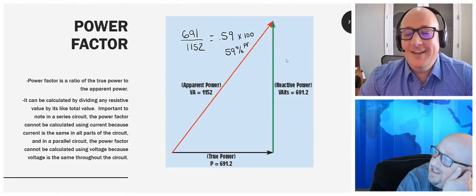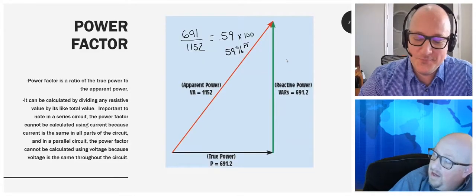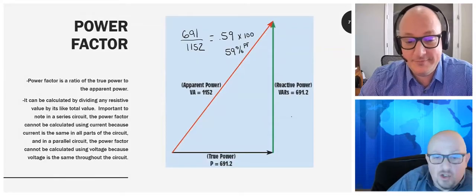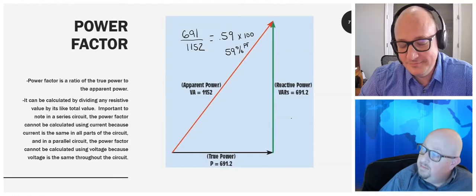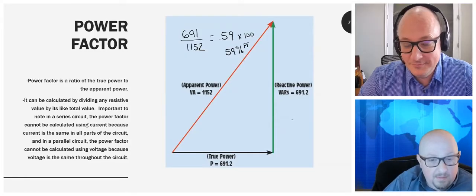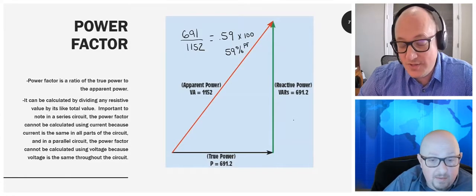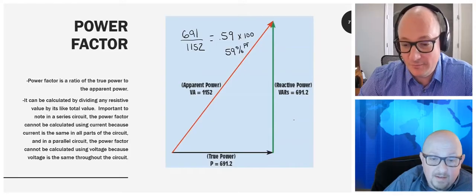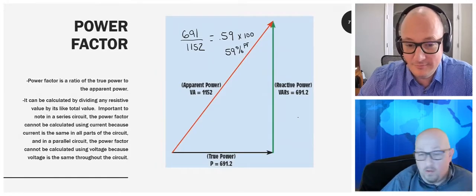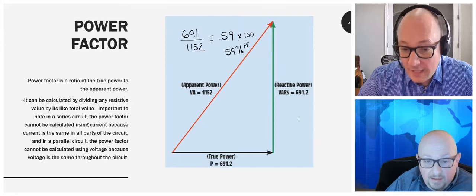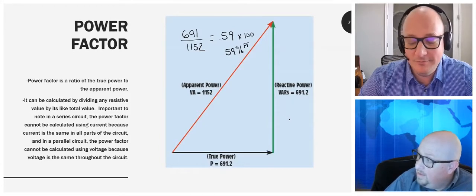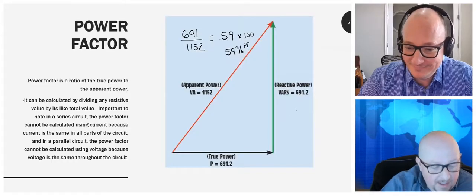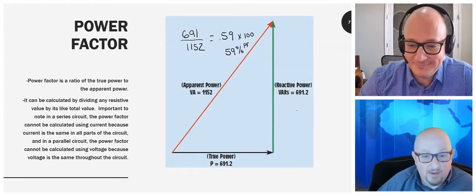So let me get this straight. If I'm getting charged for the full beer, you're telling me that this beer is 41% foam? Yeah, and 59% beer. That would be your reactive component of it. So who wants to pay for a $150 beer and get 41% foam?